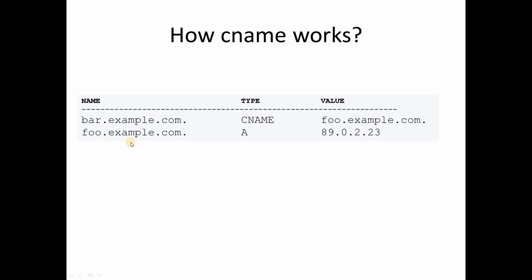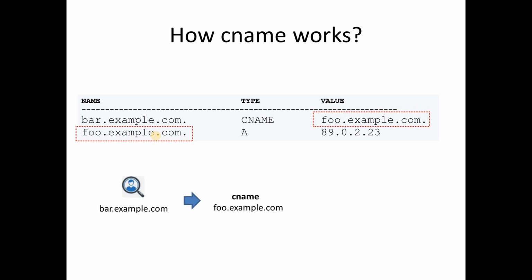So what exactly happened? You can see bar.example.com is mapped to foo.example.com, which is an A record mapped to an IP. So what exactly happens behind the scenes? When we request bar.example.com, the resolver will see the CNAME record and restart the check at foo.example.com, and it will return the IP 89.0.2.23, and finally it will point to the web server.